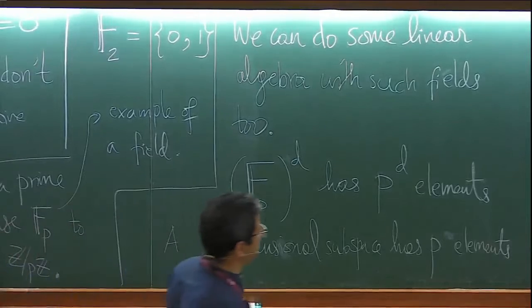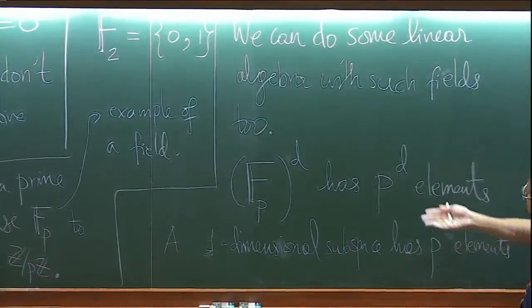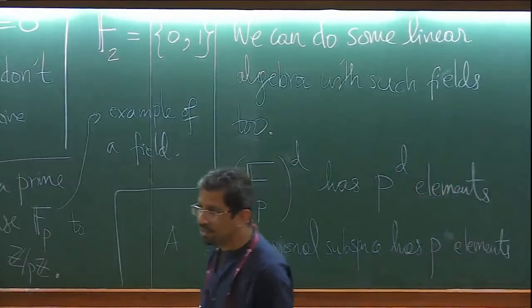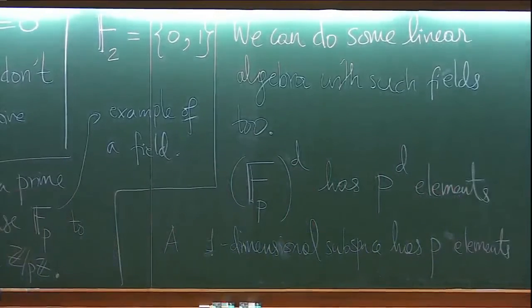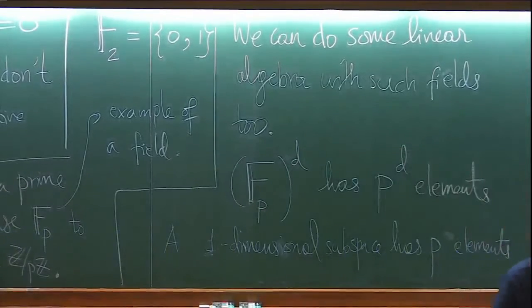And so an easy exercise is, one thing you can ask is, how many one-dimensional subspaces are there? Now this being a finite set, you can ask these questions, which you cannot ask over real numbers, because over real numbers, if I ask you in R^2 how many subspaces there are, there are infinitely many. But over a finite set, that's not the case. There will be only finitely many subspaces.